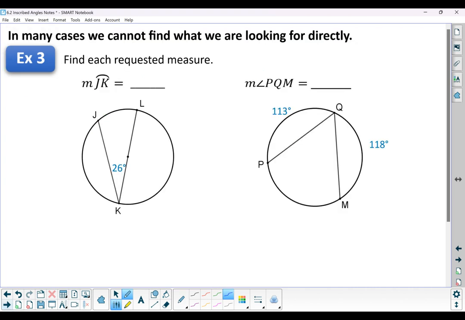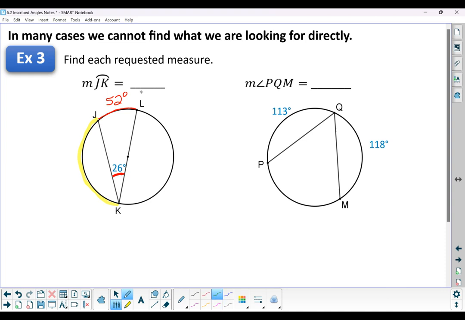Okay, this says, in many cases, we cannot find what we are looking for directly. So in this example, it asks us for the measure of arc JK. Well, that 26 degrees does not help us find JK directly. That 26-degree angle, I'm sorry, I think I said arc, tells us how big this arc is. If that's a 26-degree inscribed angle, I double it to get the intercepted arc. So this arc is 52.